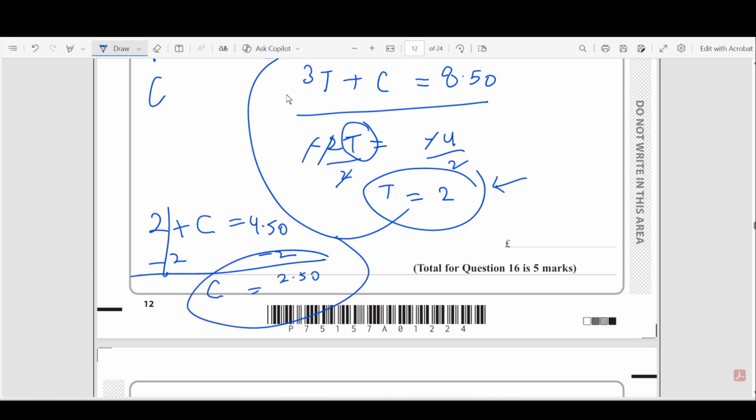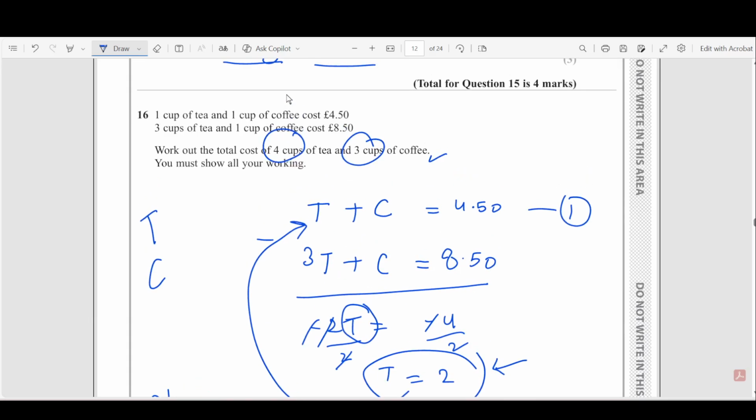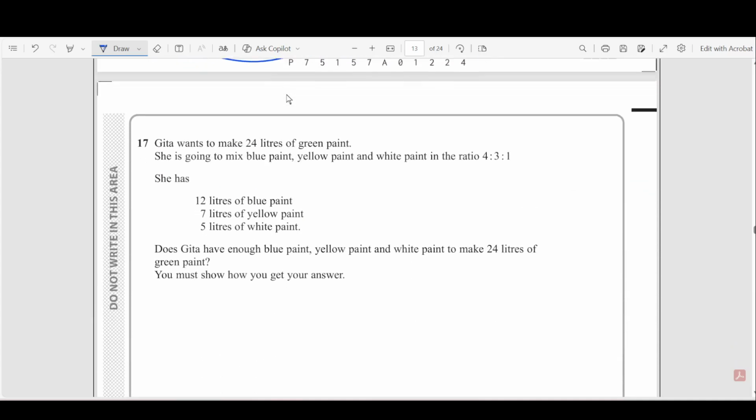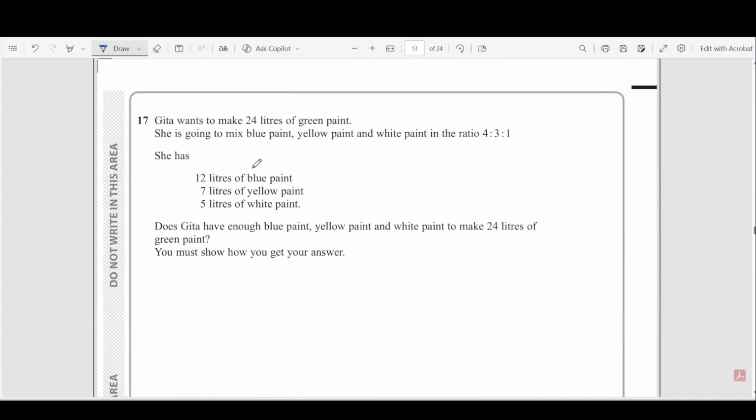This is for tea. Now let's find 4 cups of tea. So that would be 4 times 2, plus, it says total cost, so we need to add 3 cups of coffee. 1 cup of coffee is 2.5, so 3 would be 3 times 2.5. This is 8, 4 times 2. If you multiply this, you will get 7.50. So 8 plus 7.50 is 15.50 euros. That is the total cost. That's how we do it. We can just go to the next question now.